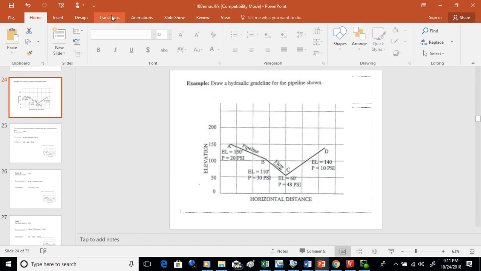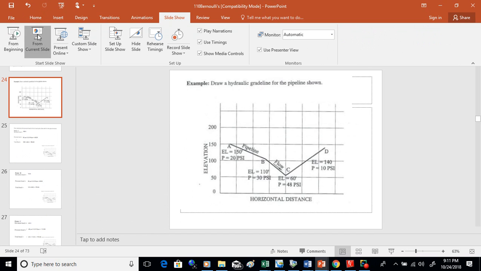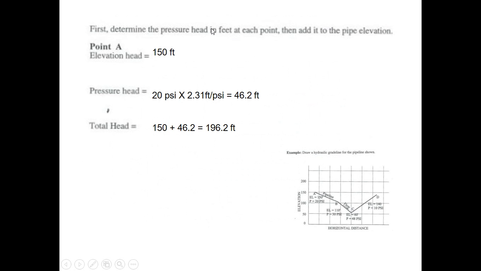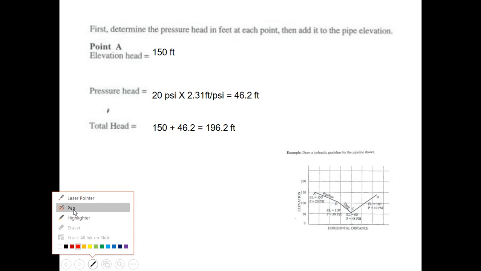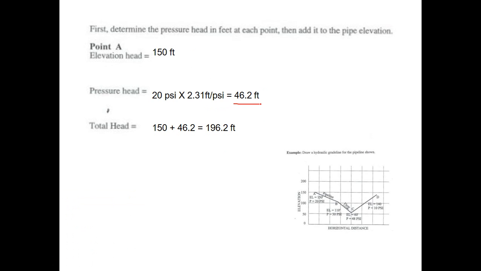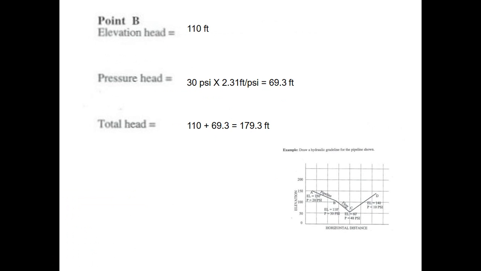All right, let's have a look. Okay, the first one there, we got an elevation head of 150 feet. Pressure is 20 psi. Convert that into feet though. What you want is pressure head there. You get 46.2 and add the two together, you get 196.2. The next one, we got 110 feet for the elevation, 30 psi for the pressure times 2.31 feet per psi, that's 69.3. Add that to the 110, we get 179.3.